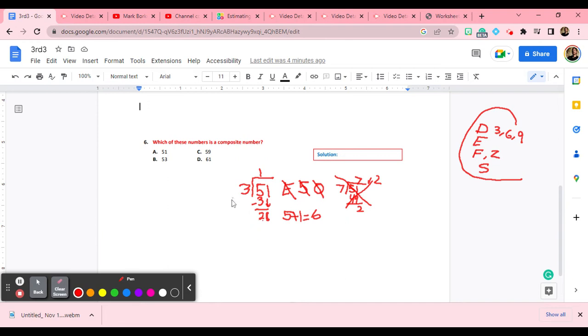Okay, so 21. 3 can go into 21 7 times. 7 times 3 is 21 with no remainder. Therefore, 51 is composite. So I'm going to put a C next to 51 while we go check the other numbers. Okay, so this whole area was for A.